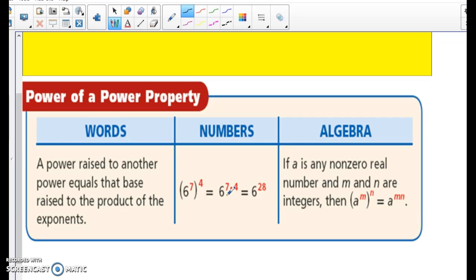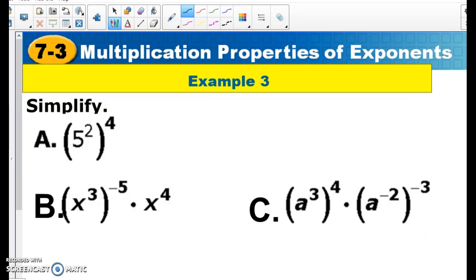I kind of get confused with that sometimes, even as an adult. So I really like to write these out, 6 to the 7th power 4 times. So 6 to the 7th power, 6 to the 7th power, 6 to the 7th power, 6 to the 7th power, because then I know it's 7 plus 7 plus 7 plus 7. It's just a little easier for me, so I don't get confused with all of these.